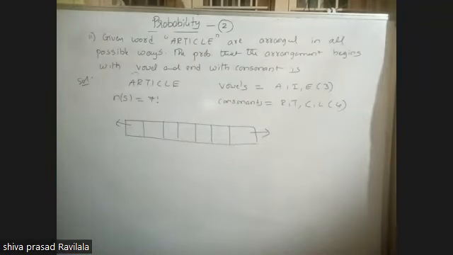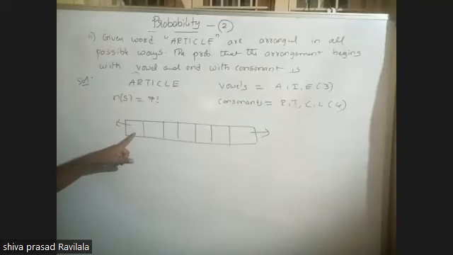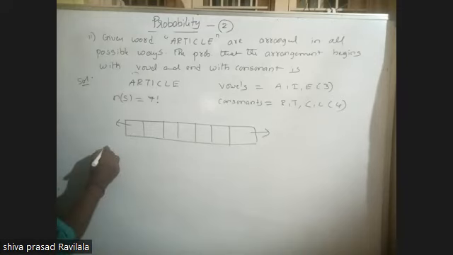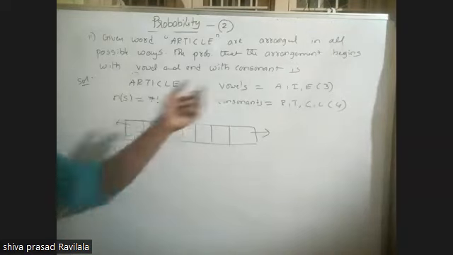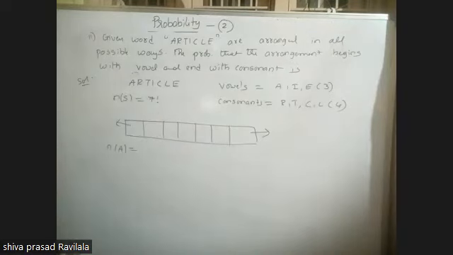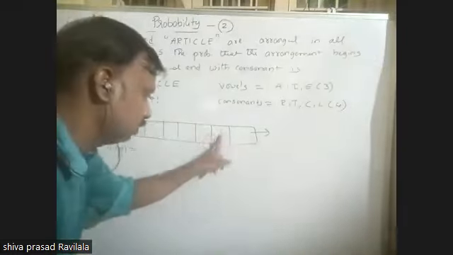These 3 vowels A, I, E can be arranged in the first box in 7C3. No. I clearly mentioned arrangement. Arrangement means P. Combination, only selection, means C. How do you fix all these 3 in one place? Not possible. This is the first letter place, second, third, fourth, fifth, sixth, seventh letter.